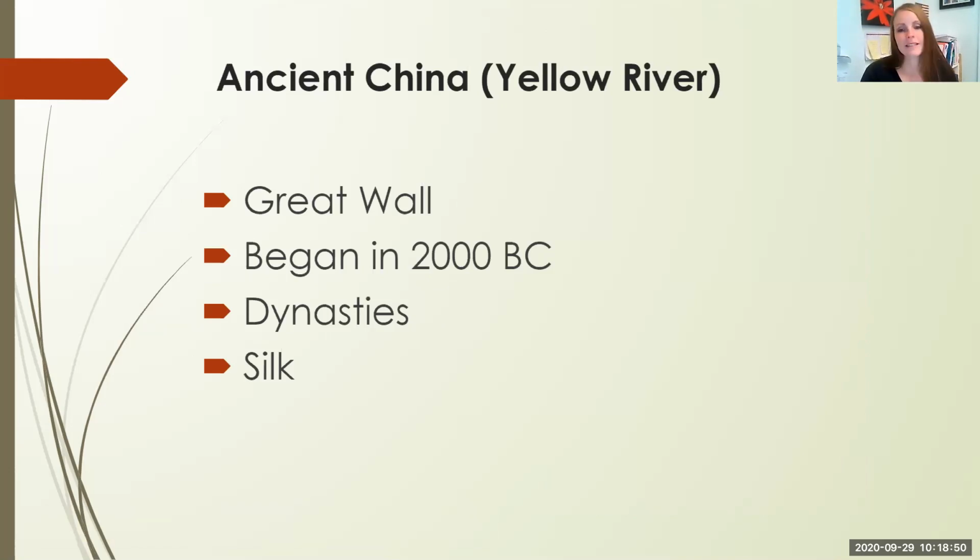Ancient China. Sometimes people call it the Yellow River civilization, but we're just going to call it ancient China. They're known for the Great Wall. They began in 2000 BC. They're known for lots of dynasties, multiple dynasties that just go around and around. We'll talk about that in a second. But an invention they're known for as well is silk. Silkworms come from China, so silk products come from China.